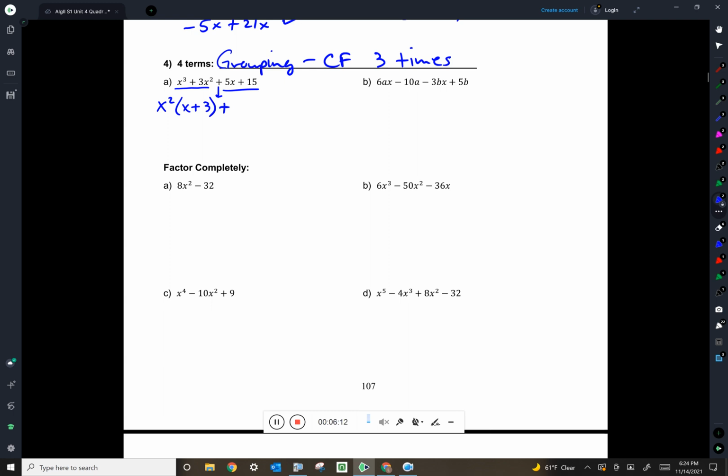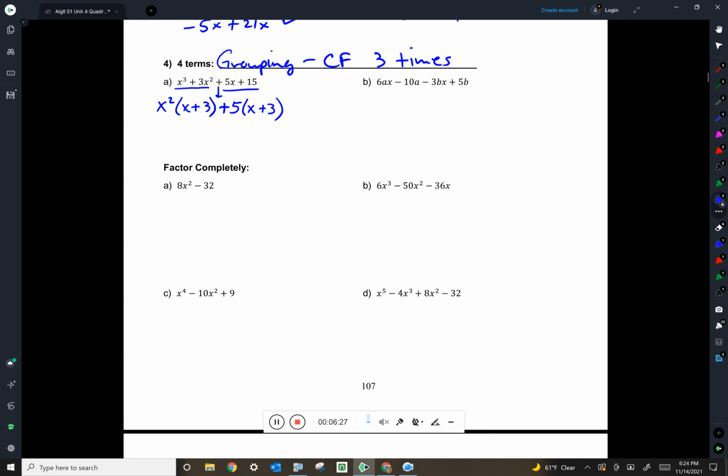And I'm going to do common factor on the last 2, 5x plus 15. Well, my common factor is 5. And then in the parenthesis, I'm going to have x plus 5 times what is 15? 3. Okay, so I've done common factor twice.